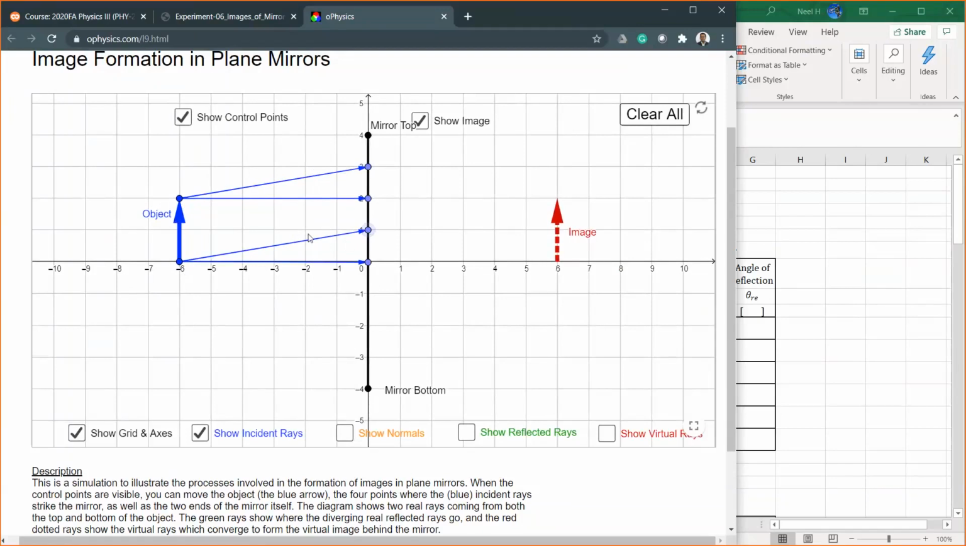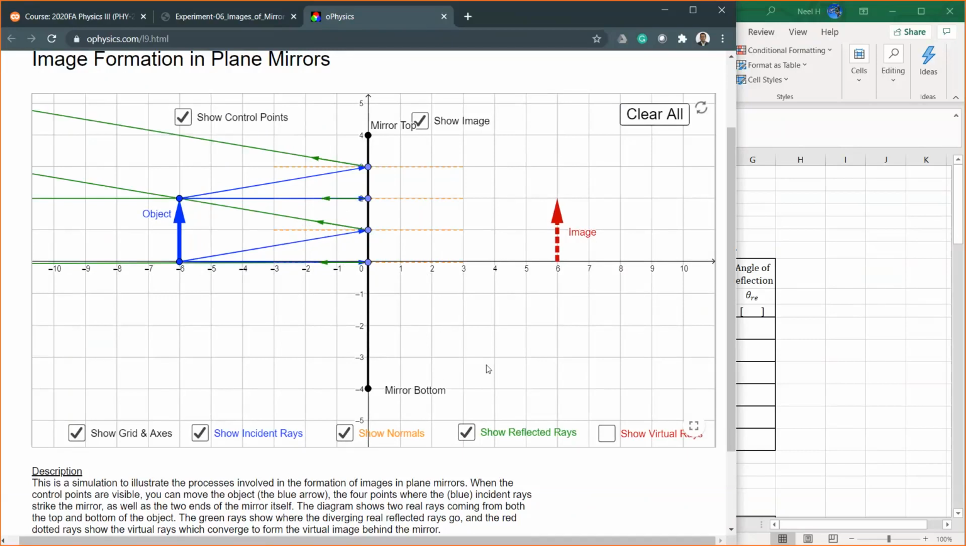Now you can see the rays must be reflected right after hitting the mirror. So you have to show normals. Then you can see the orange lines are the normal lines. And if you click show reflected rays, you can see the green lines, those are the reflected rays, right? Whenever the incident ray hits perpendicular to the mirror, it reflects back onto itself, right? These 2 are going back onto themselves. Now these 2 are reflected with the same angle. See that? Yeah.